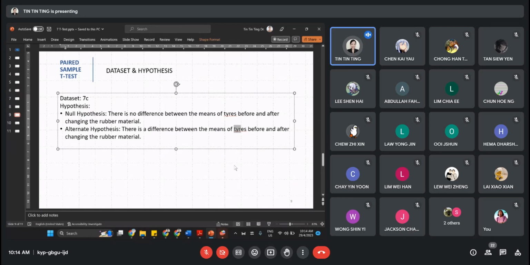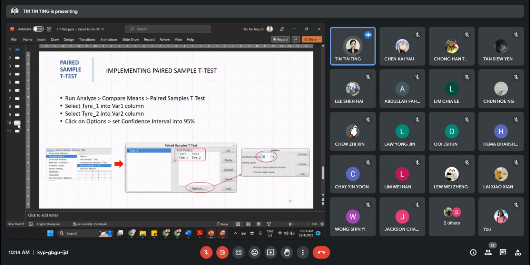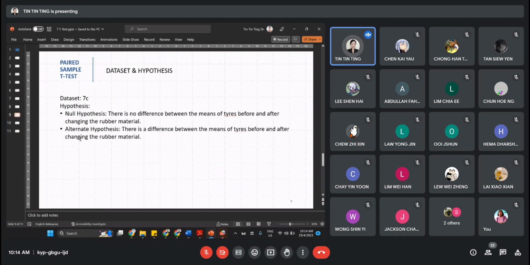Same group of cars, same batch of cars. There are no two groups with different rubber material. No, same one group, but they are taking before and after performance. In this case, you use the paired sample t-test. After you run it, SIG smaller than 0.05 means it's significant. If it is significant, which one should we accept?